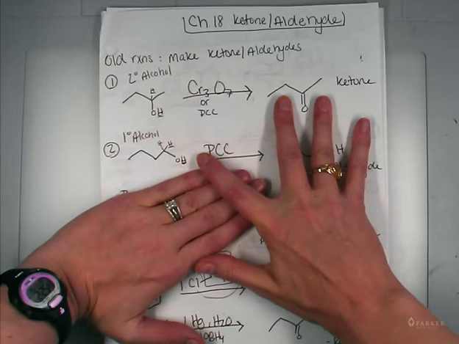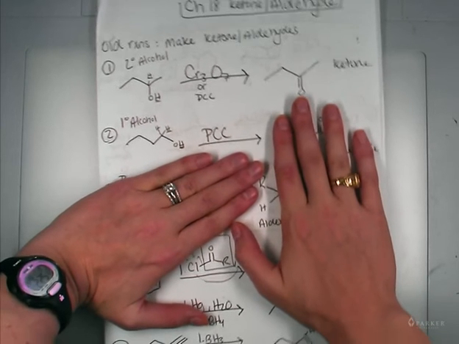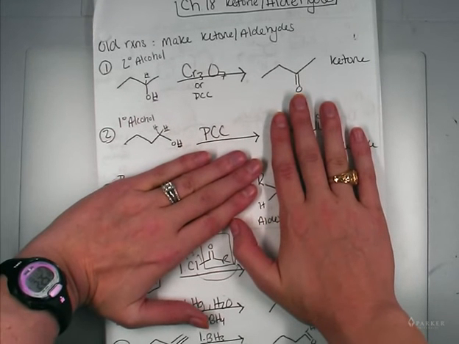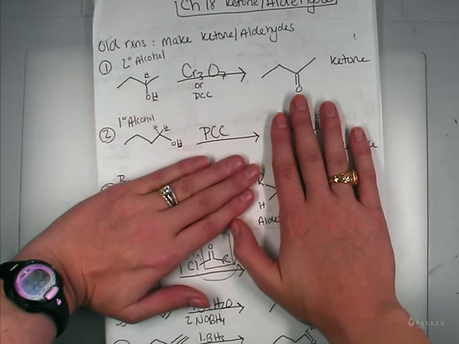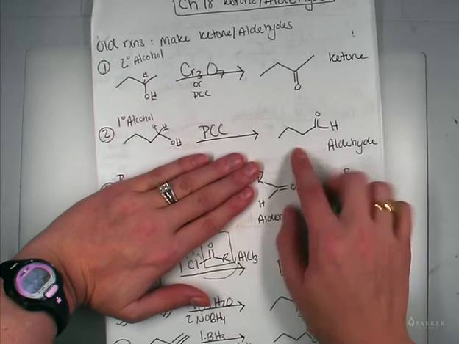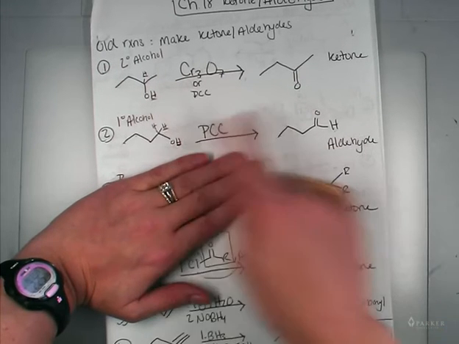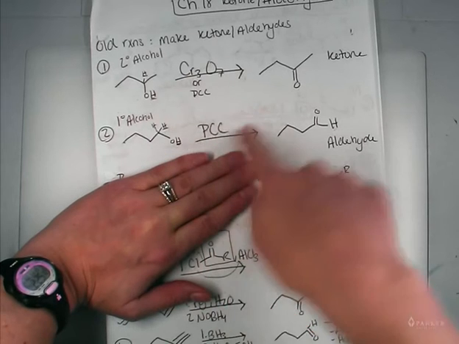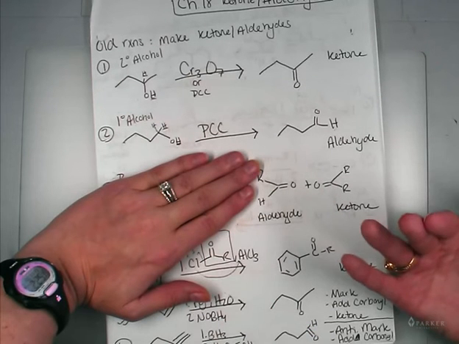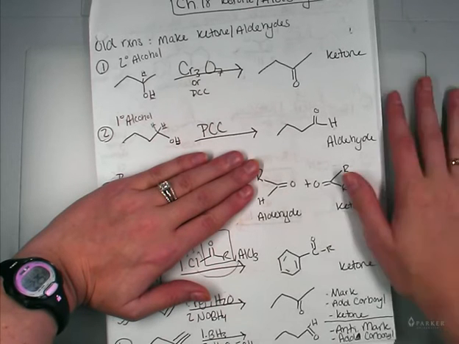What if I have this? What if I have a primary alcohol with PCC? What does that do to the alcohol? It's a weak oxidizing agent. So how many times will it oxidize? Once. So the alcohol will turn into an aldehyde, a carbonyl, and in this case, specifically an aldehyde. So a primary alcohol with PCC turns into your aldehyde.